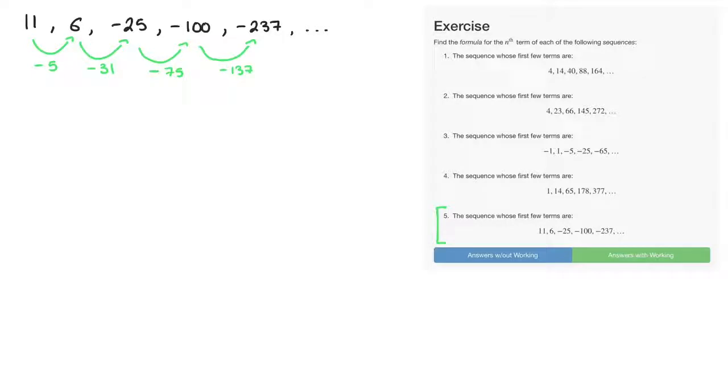Now we can see here that the differences between the terms are always changing, meaning they're never the same. So we look into the second differences. From negative 5 to negative 31, we're taking away 26, so that's negative 26. From negative 31 to negative 75, we're taking away 44, so that's negative 44. And from negative 75 to negative 137, we're taking away 62, so that's negative 62.